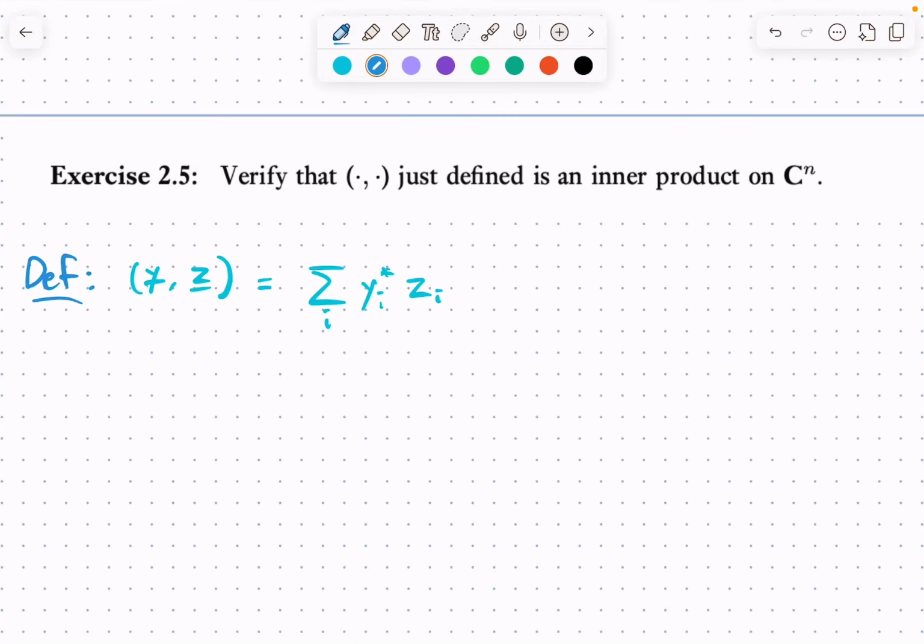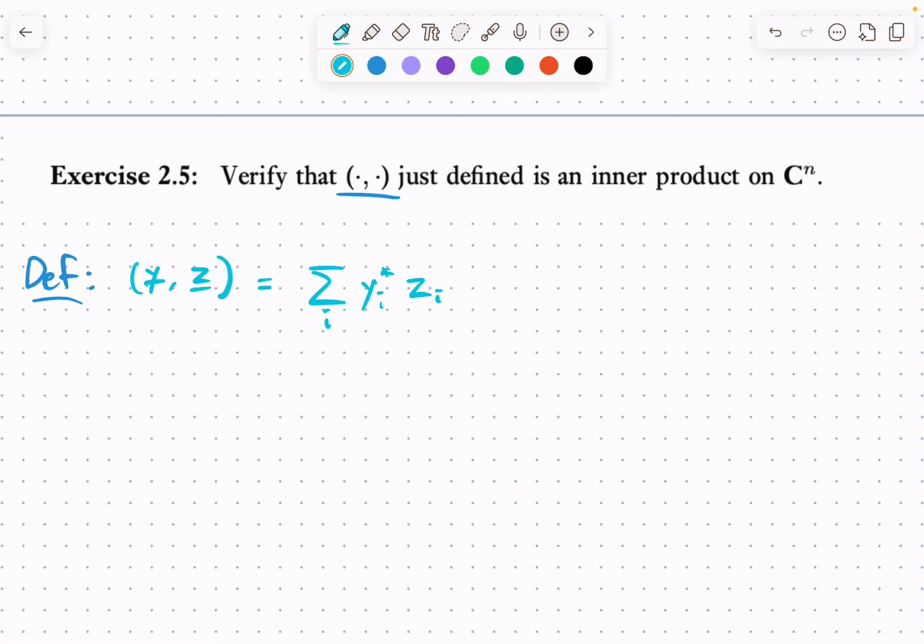Okay, hello, today we're going to be solving exercise 2.5. We have to verify that this inner product that we just defined in the textbook is an inner product on n-dimensional complex numbers. So recall that the definition of this function that we just made is the sum of the conjugate of yi times zi.